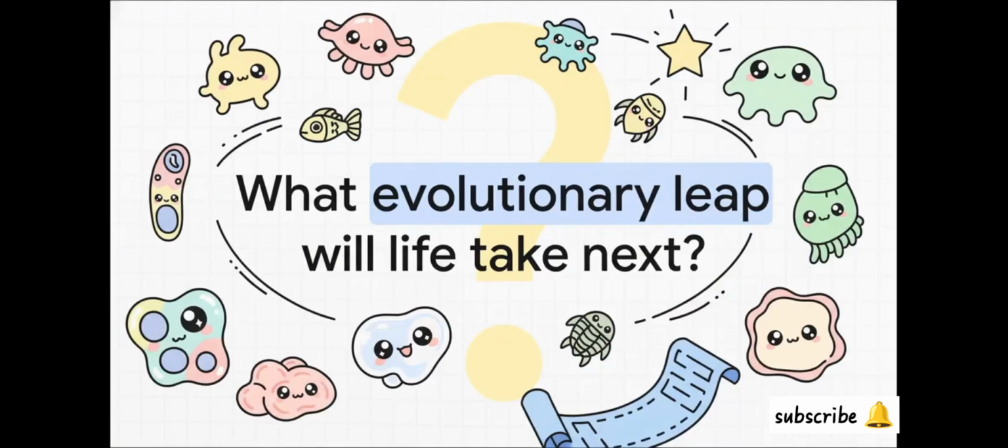So there you have it. We've traced this incredible path from a simple collection of cells to an animal with tissues, organs, a body cavity, and even the internal scaffolding for a backbone. It is just an amazing story of biological innovation written over hundreds of millions of years. It really makes you wonder, doesn't it? What evolutionary leap will life take next?